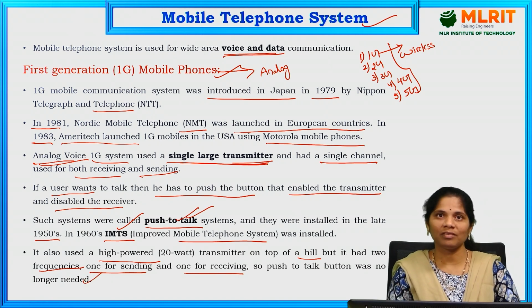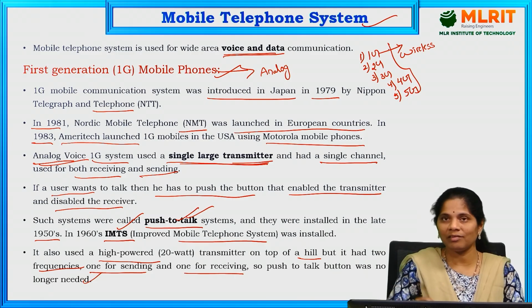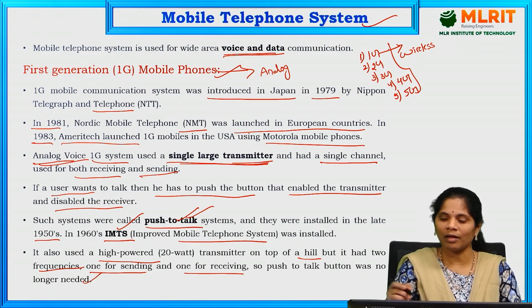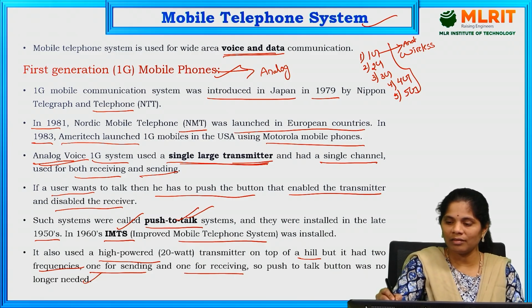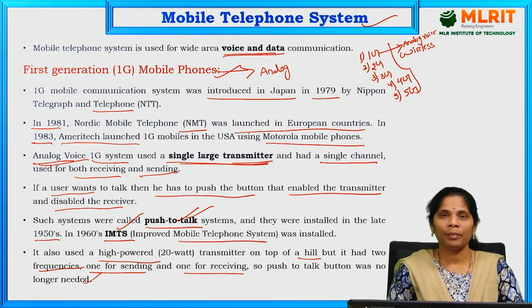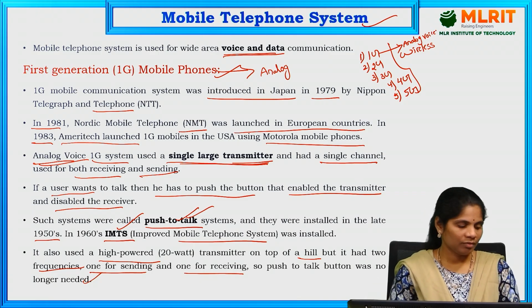This is about the first generation. The first generation is about analog communication, that is, analog voice communication, mainly for transferring the data. That is the 1G mobile phone.